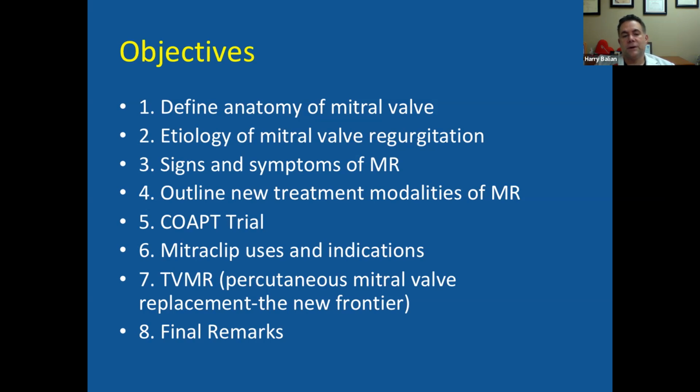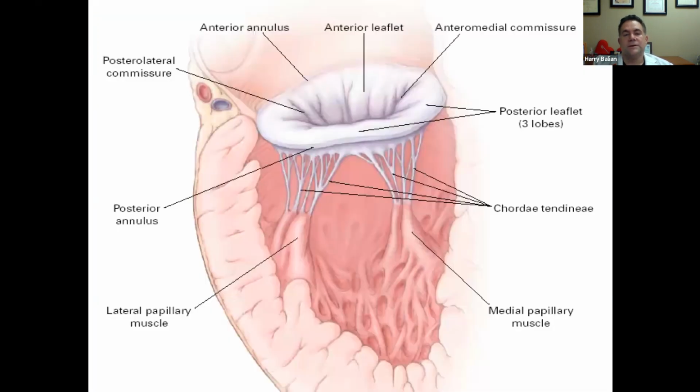Previously, we were able to treat mitral valves medically, of course, and then also with the mitral clip. And now we're able to change the mitral valve just like we do with the TAVR. We're able to insert a new valve across the old one and basically replace the mitral valve percutaneously without cutting the chest open. So this is the mitral valve in a cartoon.